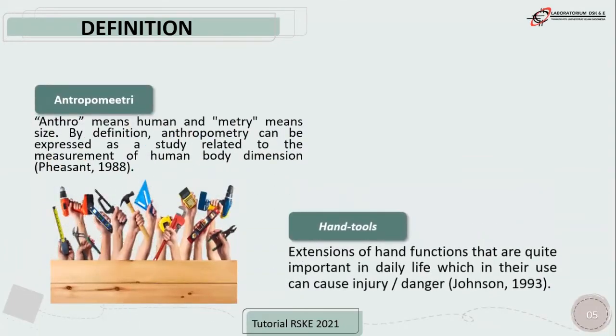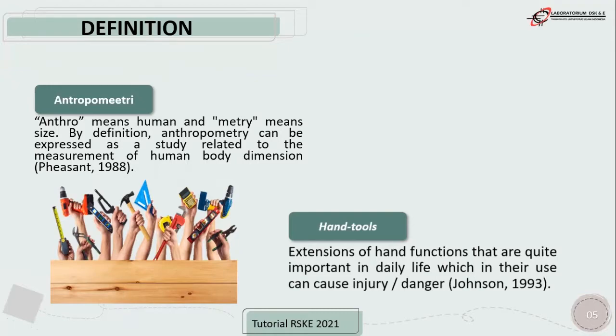Then, anthropometry is defined as the measurement of the human body, from Bridger 1995. The word anthropometry comes from anthropos, which means human, and metron, which means measurement. Thus, anthropometry means the measurement of the human body.